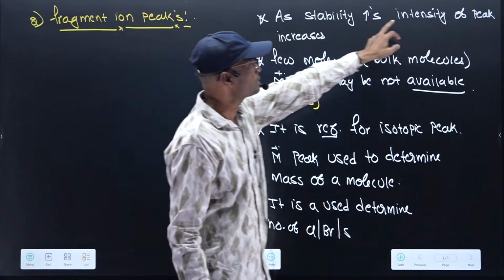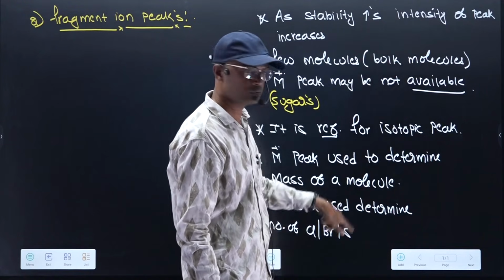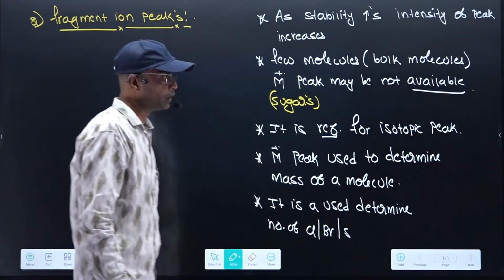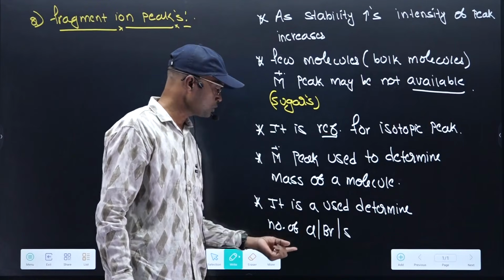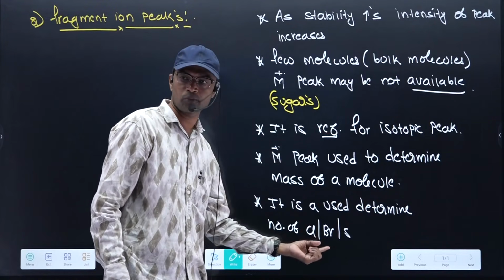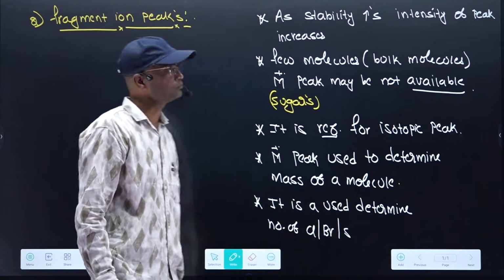As stability increases, the intensity of the molecular ion peak increases. This point is important. And this is the use of molecular ion peaks: the molecular ion determines the mass of the molecule. The isotope sources are used to determine how many chlorines, how many bromines, how many sulfurs are present in a given sample or molecule. Clear?